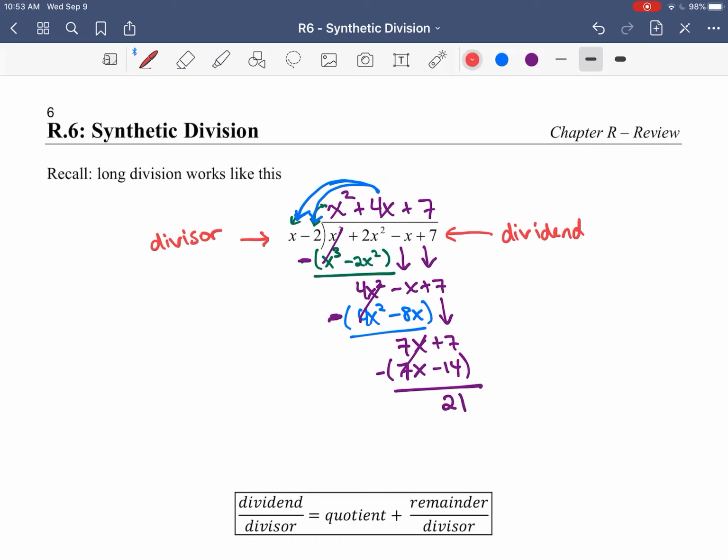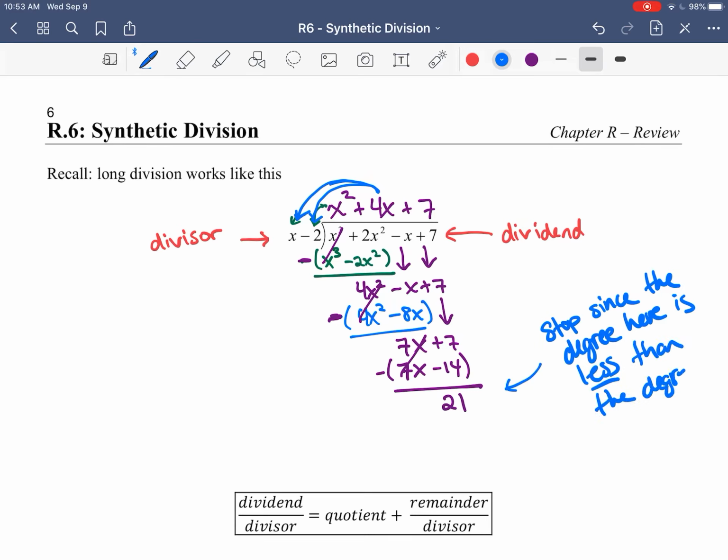Now here, we know to stop. We stop at this point since the degree here is less than the degree of the divisor. That means if I was going to multiply x by something, I'd have to multiply by something over x to get rid of the x. So that's how I know I want to stop.